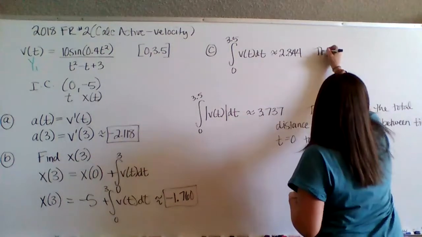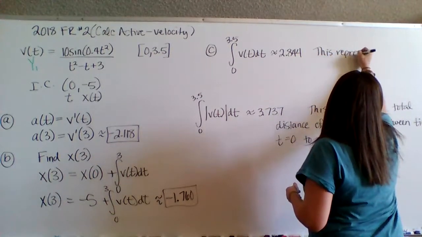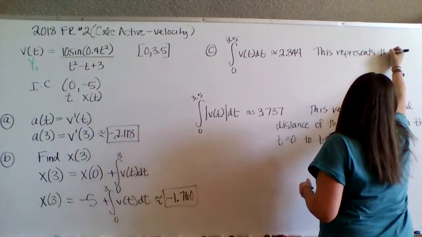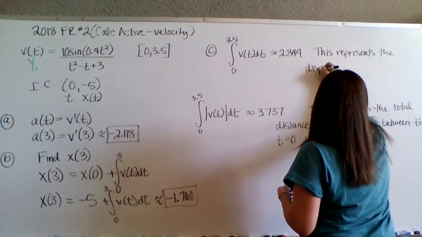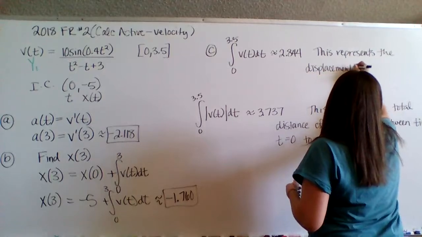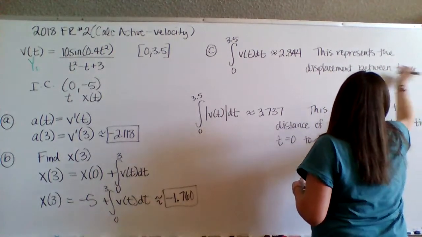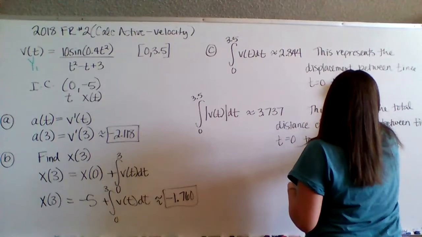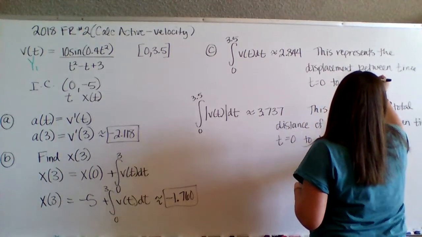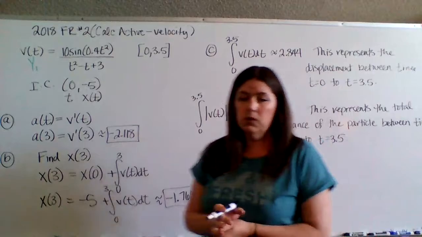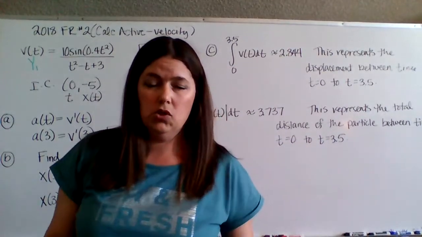So this represents the displacement between time t equals 0 to t equals 3.5. Displacement and total distance do not consider the initial condition.